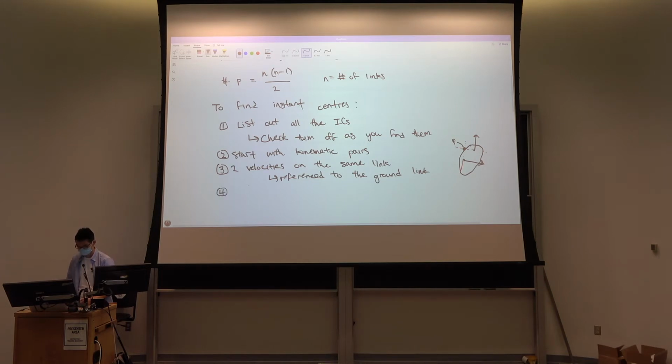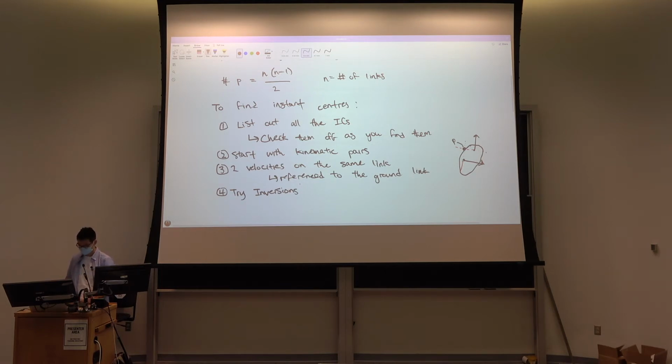And then the hard part is the last few instant centers. So for these ones, it's a bit trickier. You can try what's called inversions. I think Professor Diller mentioned this in passing. Inversions are where you take a link that isn't the ground link, but you pretend it is. And that allows you to find instant centers sometimes.